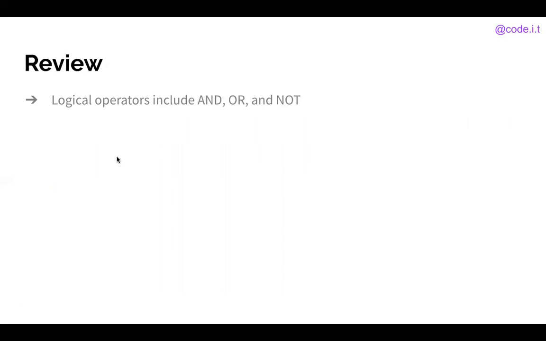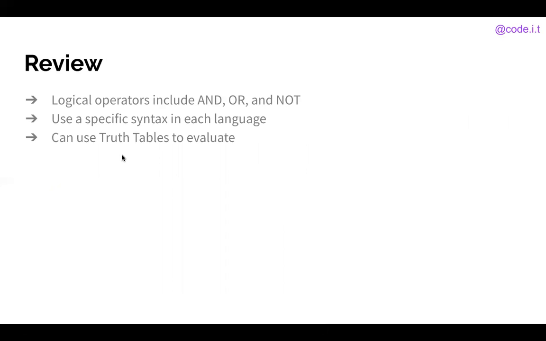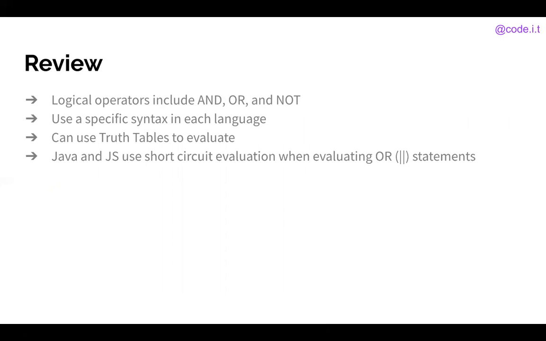To review, logical operators include and, or, and not. They use a specific syntax in each programming language. And you can use truth tables to evaluate your logical operators. Java and JavaScript use short-circuit evaluation when evaluating OR statements.